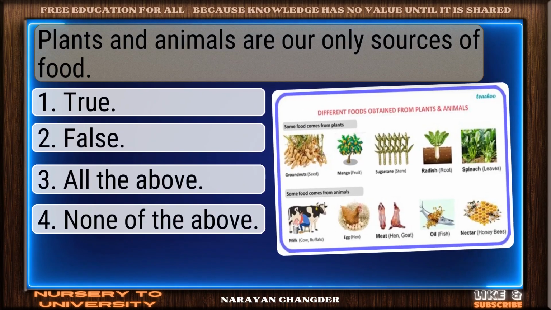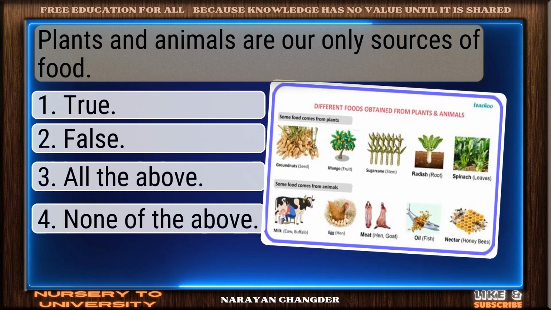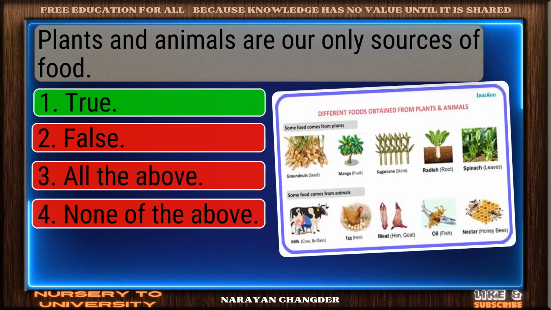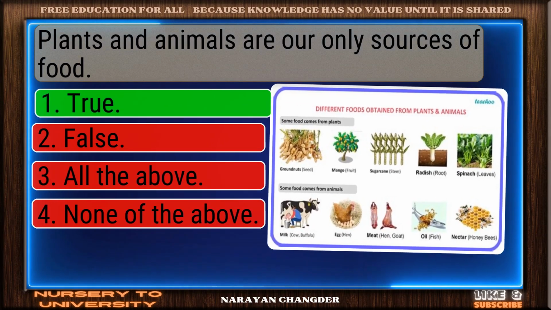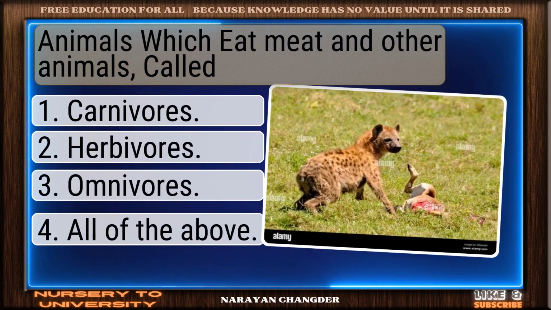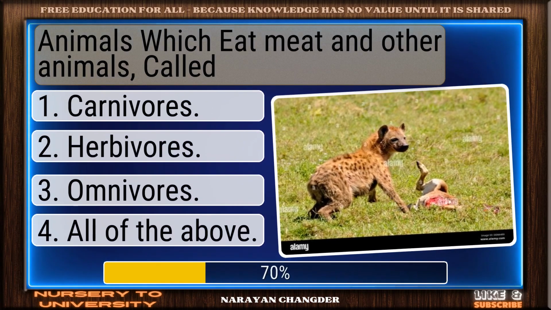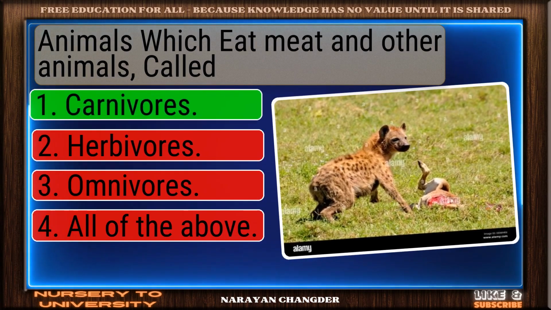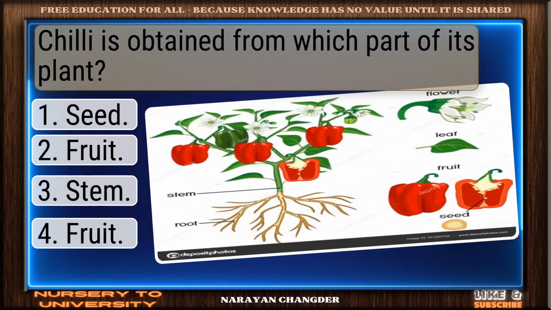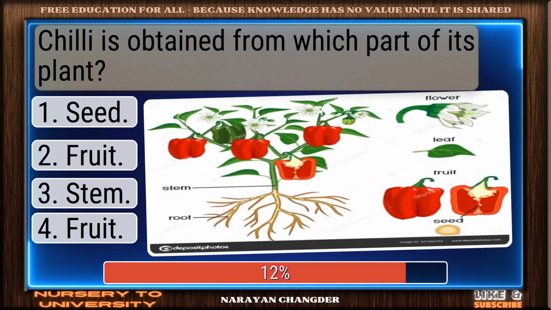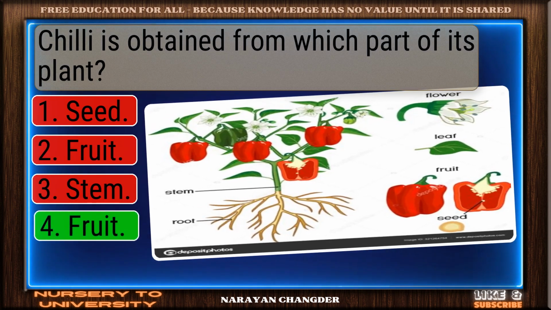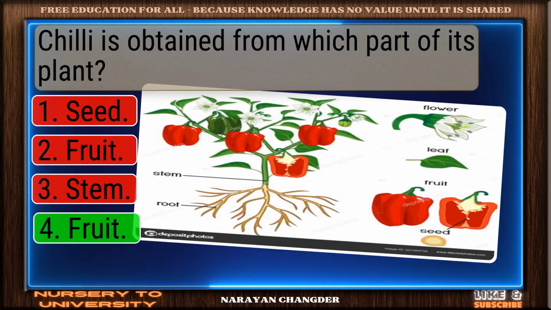Plants and animals are our only sources of food. You got it. Your choice, true, is right. Animals which eat meat and other animals are called... Sharp thinking. Carnivores is the right choice. Chili is obtained from which part of its plant? Nice selection. Fruit is the correct and valid answer.